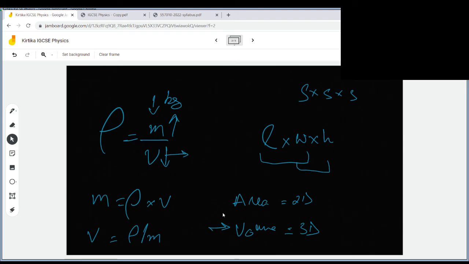Okay, so we were talking about how to find the volume of regularly shaped and irregularly shaped objects. For regularly shaped objects, I told you that we multiply their sides, whatever dimension, the length, width, and height given. For an irregularly shaped object, again, we find the mass using the electric or physical balance, and then you find the volume. How do you find the volume of an irregularly shaped solid?